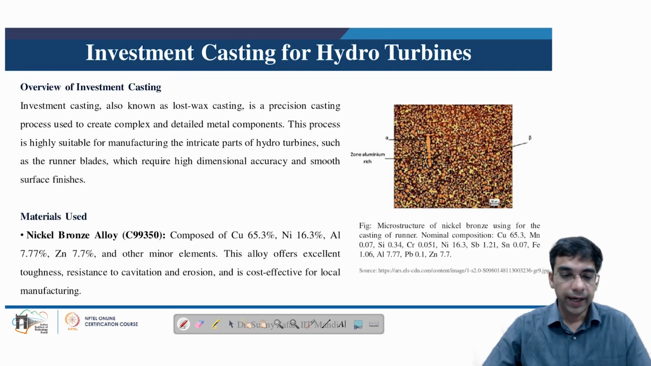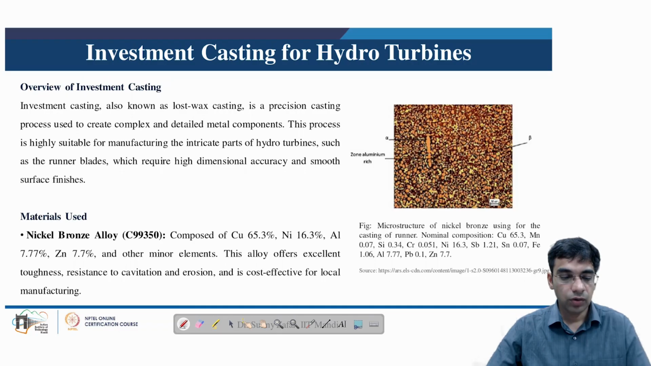Then we look at the overview of the investment casting process. Investment casting, also known as the lost wax casting process, is a precision process which is used to create complex detailed metal components. This process is highly suitable for manufacturing intricate parts of hydro turbines. Because the process produces a very good surface finish, components like runner blades, which require high dimensional accuracy and smooth surface finish, are manufactured using investment casting.